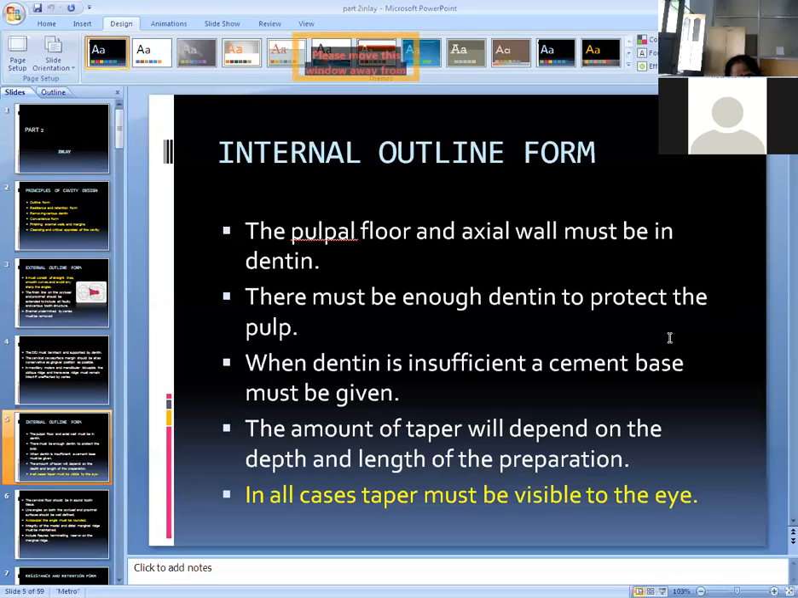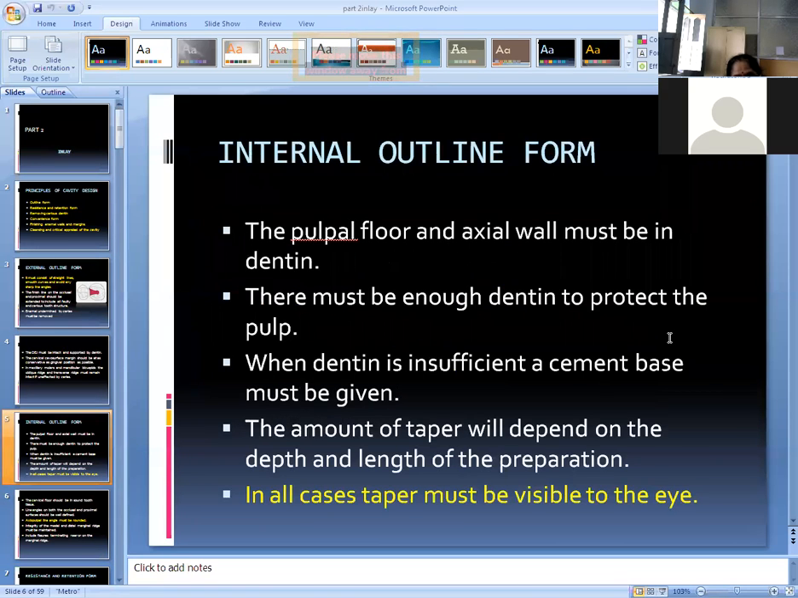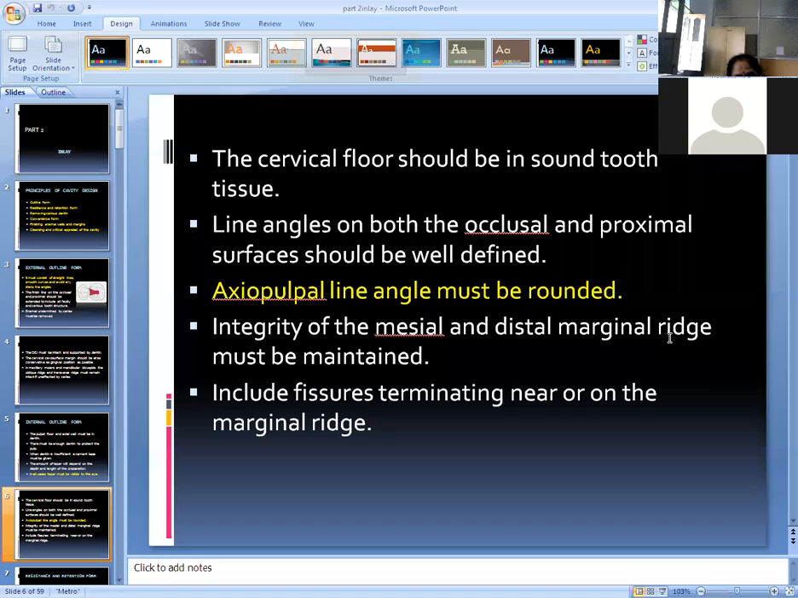And whatever amount of taper you are giving, as we had already discussed last time, whenever the depth is more, the taper is more. Whenever the cavity is shallow, your taper will be less. The length of preparation is directly proportional to the depth of the cavity. So now you know about this internal outline form: everything is decided by the dentinal thickness.